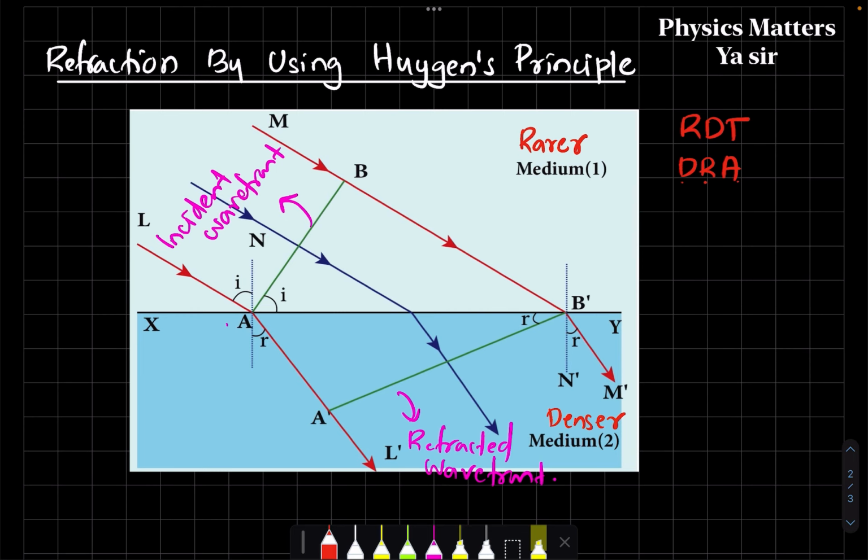I hope so. Now you can see the wavefront: when the particle is at A, in the second wavelet it is at B. I hope you understood that idea. Then from B to B dash, when the incident ray travels from B to B dash, the refracted ray travels from A to A dash. You can see that they are perpendicular, which means this is correct.